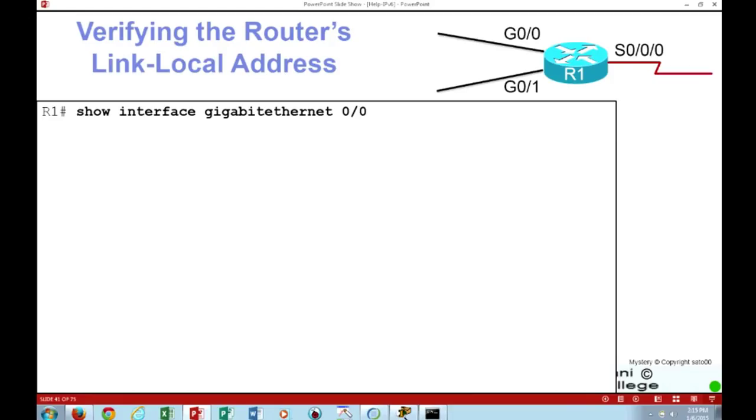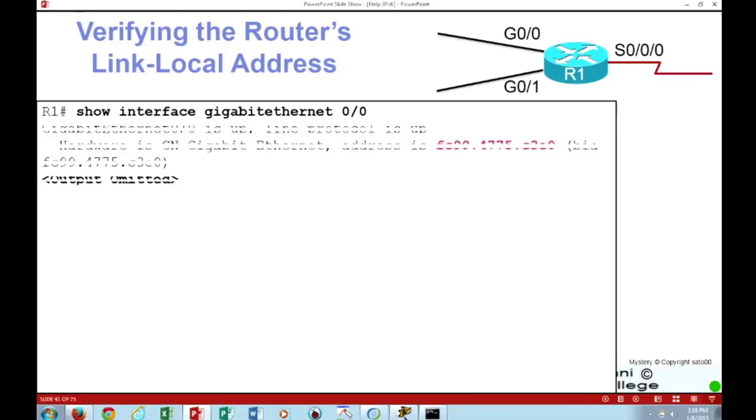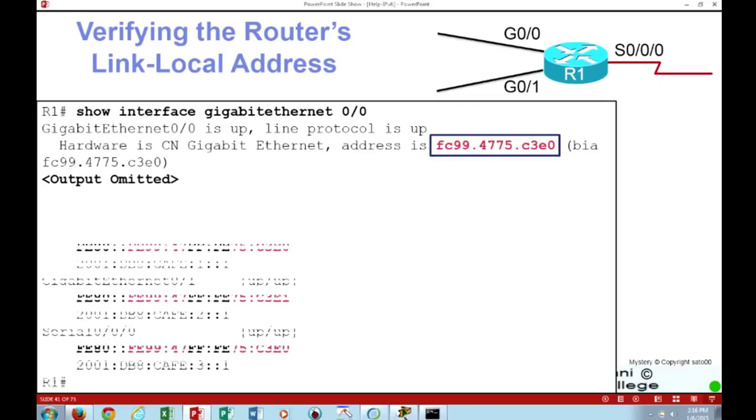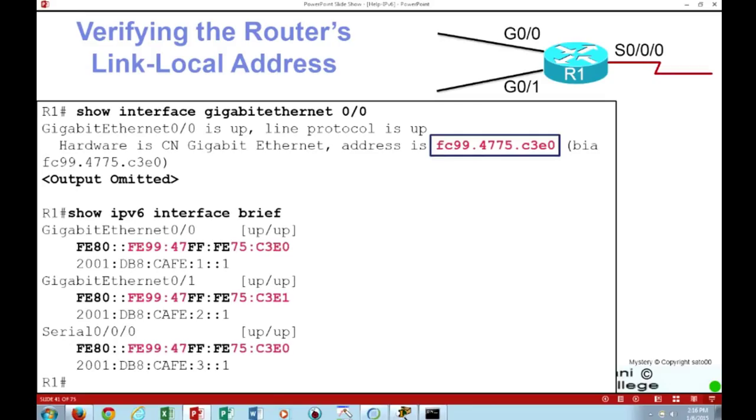So let me show you on a Cisco router what this looks like. The link local address. This is the MAC address of this GIG00 interface. There's its 48-bit MAC address. On this router, I'm going to use the command show IPv6 interface brief. It's going to show me its link local addresses on the interfaces. That's what these are.